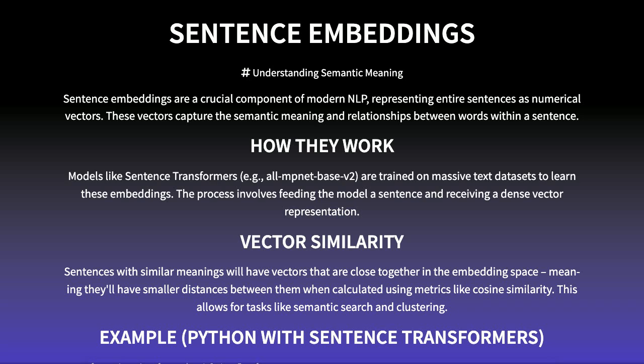We measure how similar they are using something called cosine similarity. Basically, it tells us how closely aligned the 2 vectors are. This opens up a lot of possibilities, like being able to find documents or paragraphs that mean roughly the same thing, even if they don't use the exact same words.